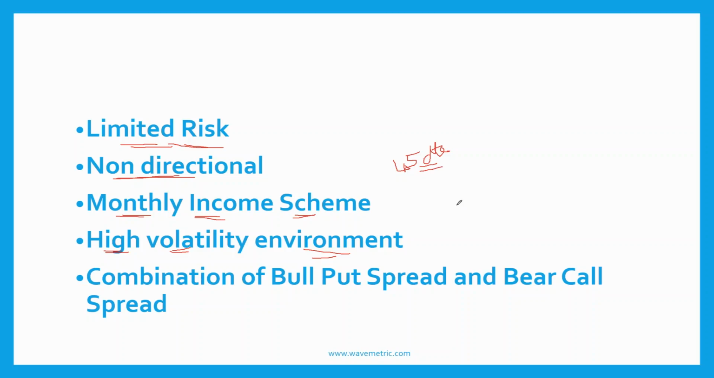And it's a combination of two strategies, basically the bull put spread and the bear call spread. So you can see what a bull put spread is and what a bear call spread is. When you combine these two strategies, basically an Iron Condor strategy is formed. All right.